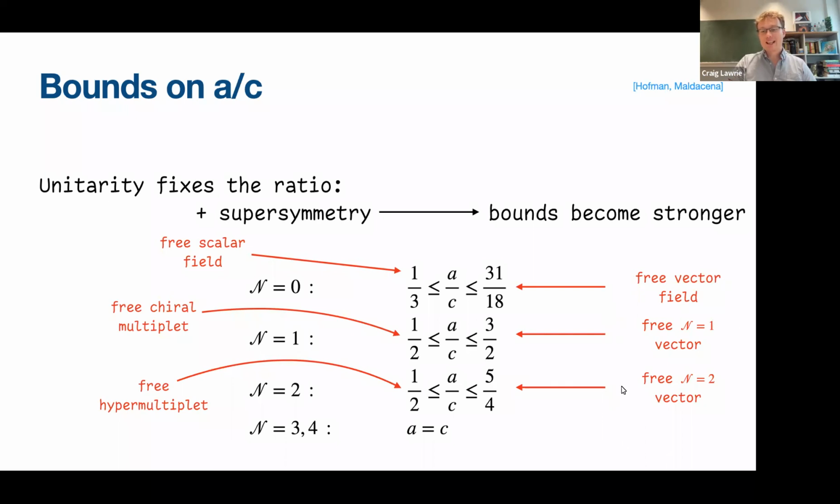So on the right, the upper bound is always saturated by the free vector field. Okay. So I've told you about some properties of superconformal field theories in 4 dimensions. They have central charges. These central charges measure the degrees of freedom, and there are some bounds on what are the allowed values of these quantities.